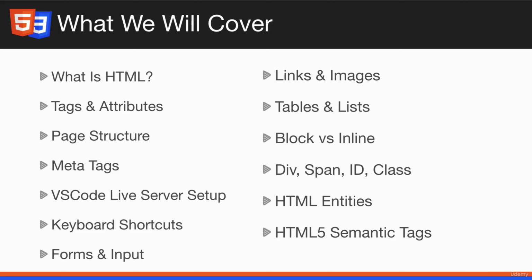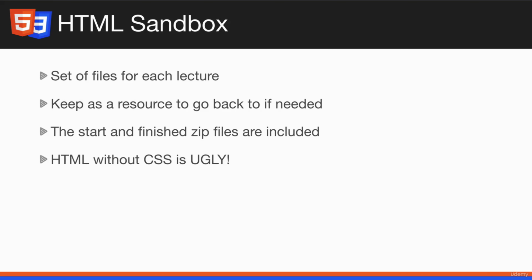Forms and input, links and images, tables and lists. We're going to look at the differences between block level elements and inline elements. We'll look at divs, spans, compare IDs and classes, HTML entities, and we'll also look at the HTML5 semantic tags.